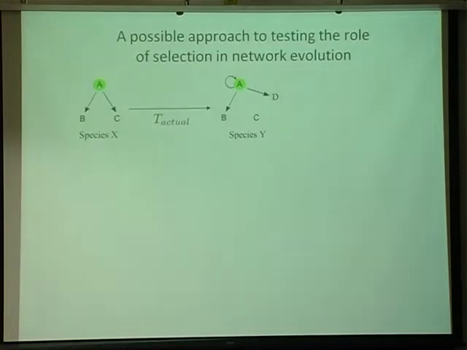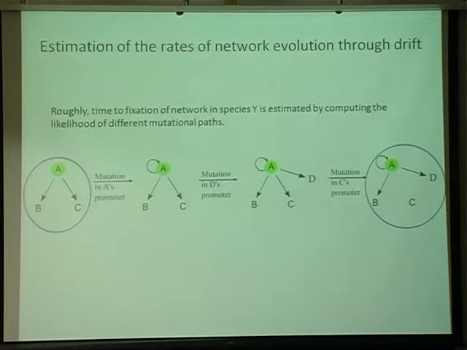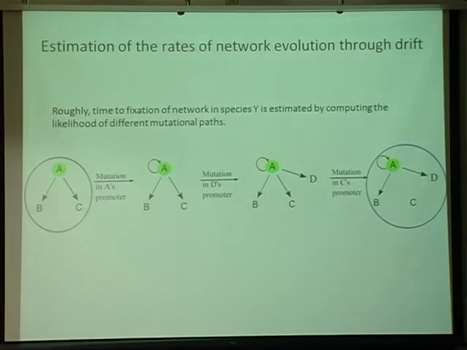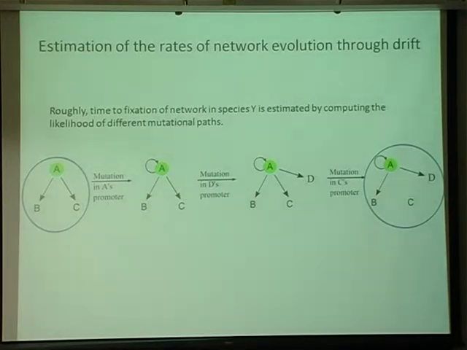So one way of doing this is, I take the phylogenetic branch length between these two species, and I estimate the time it takes for all the mutations to go from species X to species Y purely through drift. And the way I do this is I simply compute the likelihood of different mutational paths from X to Y. So in here, one way of going from X to Y is there are mutations which have no fitness effect in the promoters of B, C, and D.